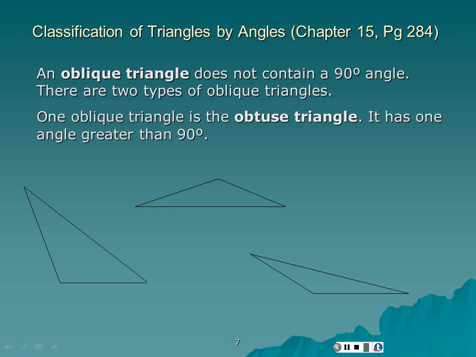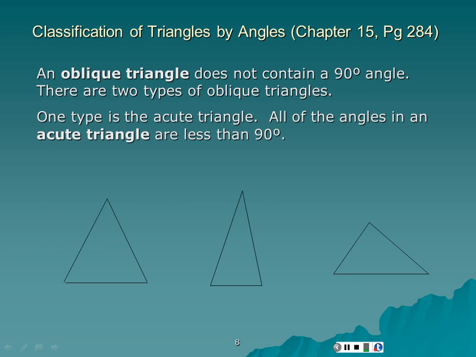Acute triangle, so all of the angles are less than 90 degrees. So you see, none of the angles is larger than 90. If you look at all these triangles, none of the angles here is larger than 90 degrees.